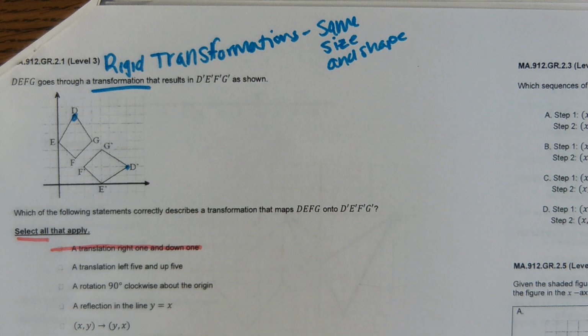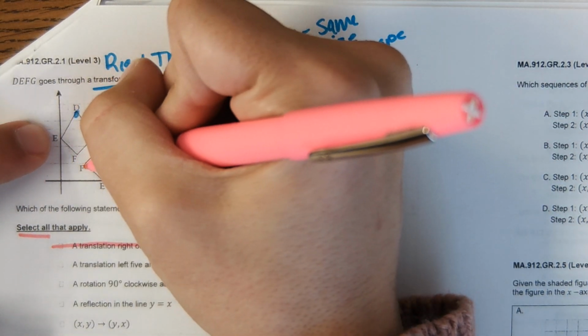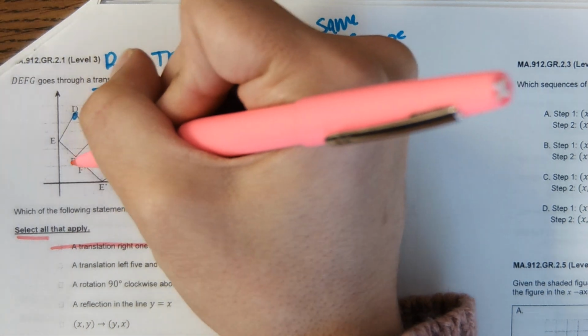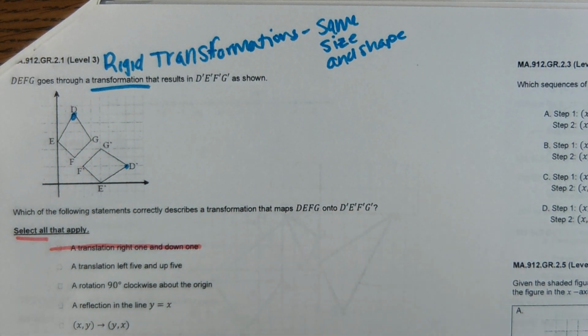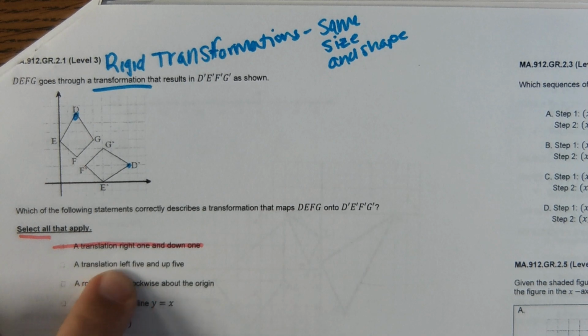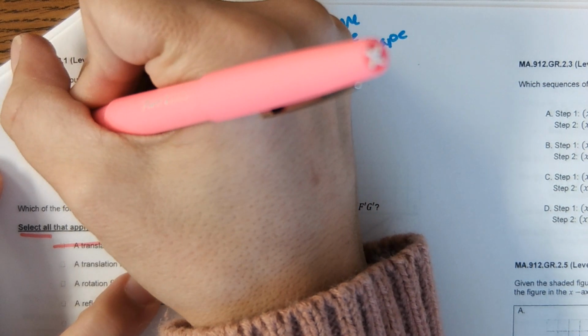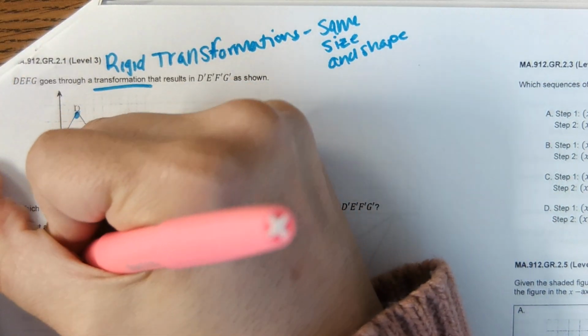But be careful though, because if you started with F by chance, if you go right one, down one, it does land on F prime. So make sure to check more than one point because they will do that on purpose. Next one, it says translation left 5, up 5. So if I moved E left 5, up 5, E prime is not there, so it's not that one.